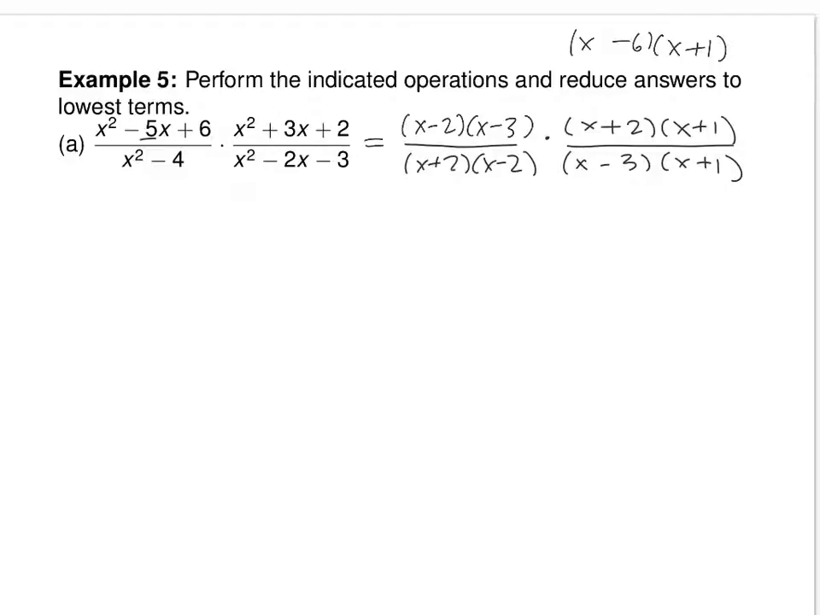Yep, exactly. Okay, now I'm going to just cross stuff off in yellow because yellow is a light color. Does the x minus 2 cancel? Yep. Does the x minus 3 cancel? Yep. How about the x plus 2? How about the x plus 1?